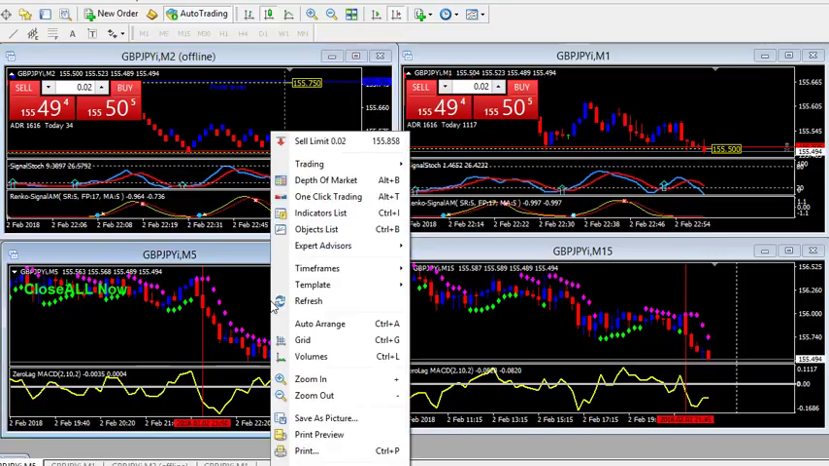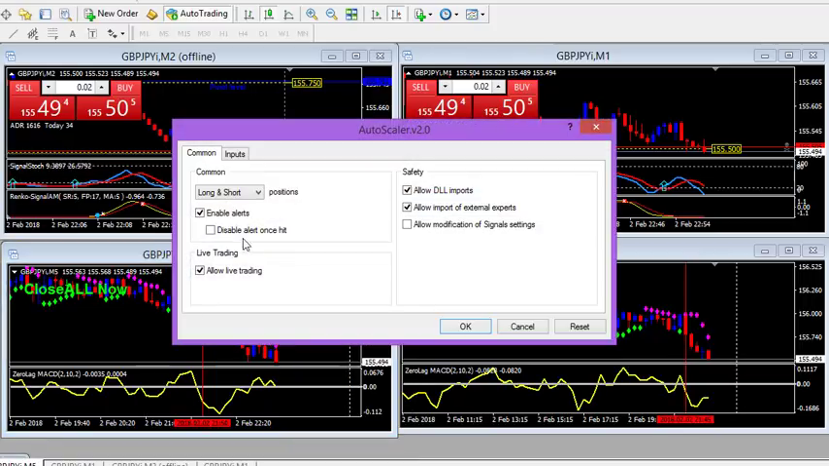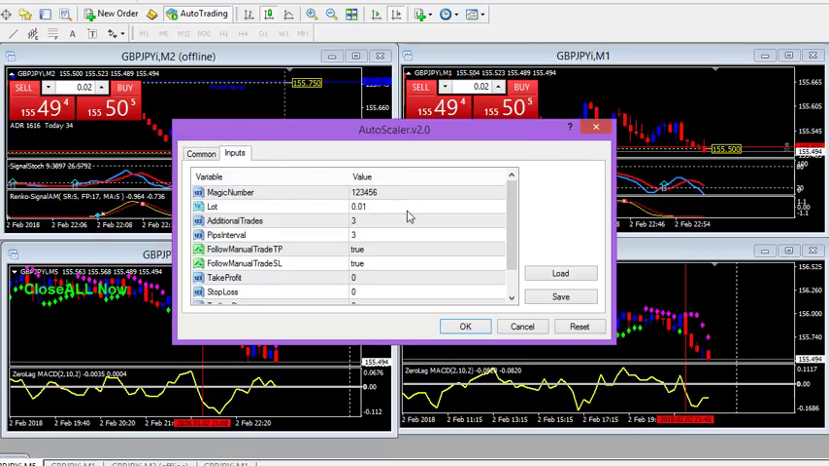So with that out of the way, let me quickly show you the settings that I use on AutoScaler. What I do is I scale in 3 additional trades. Now, when you load AutoScaler, obviously you want to have the check marks in those 4 boxes: enable alerts, live trading, DLL imports, and external experts, although I don't think that one's that important. If you don't have those on, the EA will not work at all. Now, under inputs, leave the magic number alone. Your lot size is whatever your lot size happens to be.